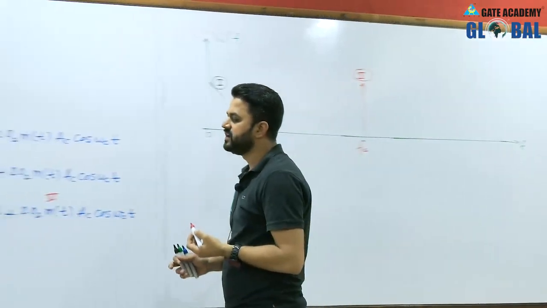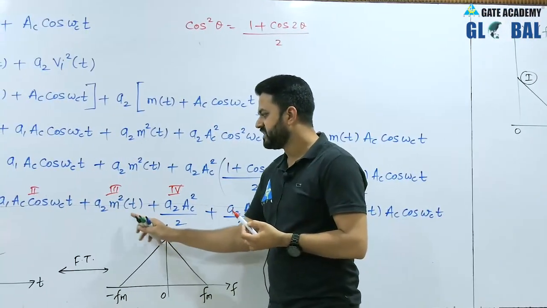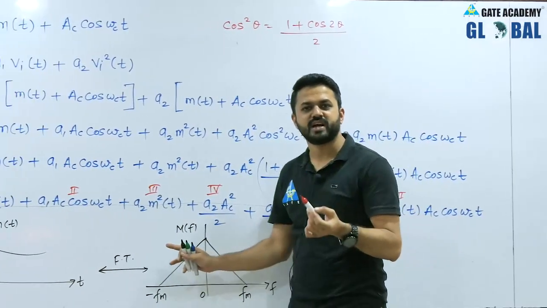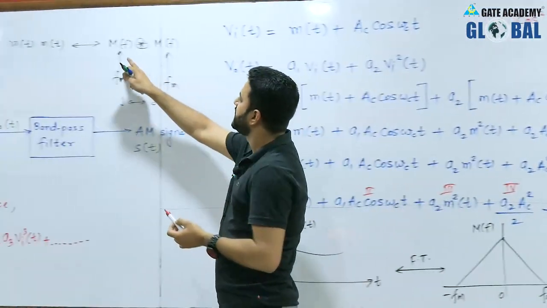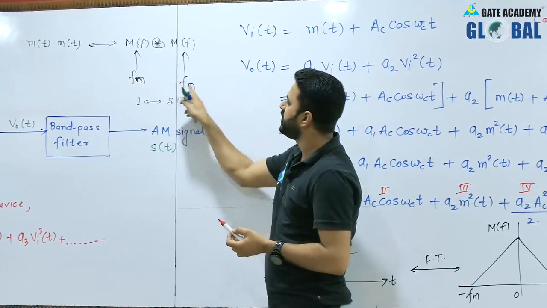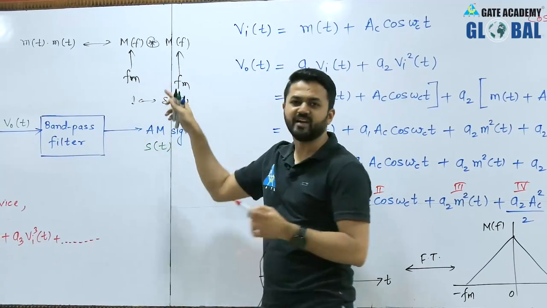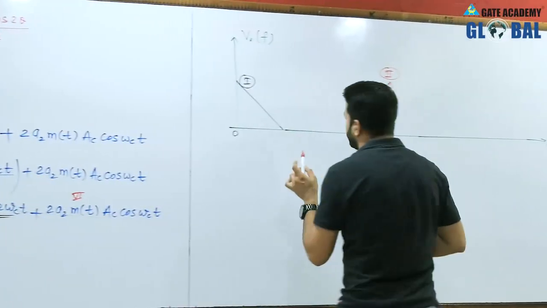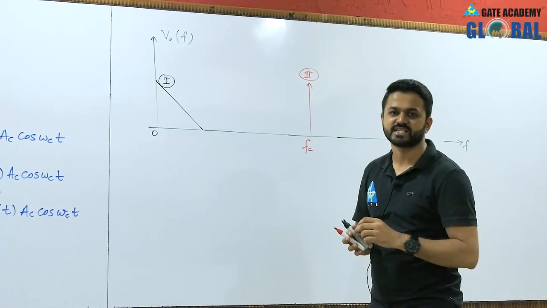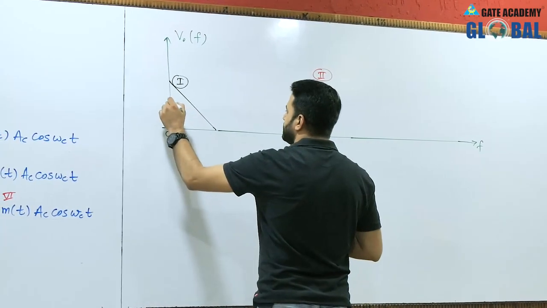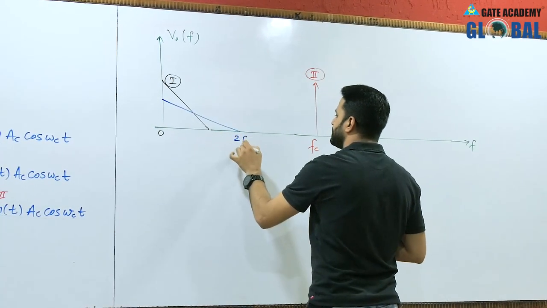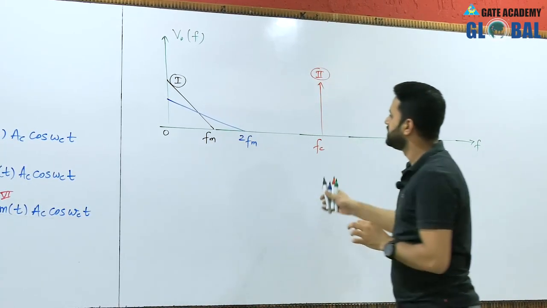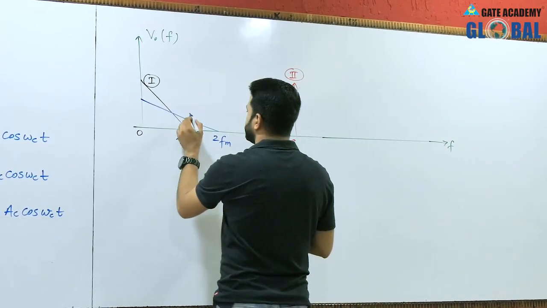Now the third term is a2 m square t. mt is extended to fm, so m square t will be extended to the sum of these two frequency components, that is fm plus fm, which is 2fm. So the sum of the frequency components of mt, so m square t will be extended up to 2fm, like this. This is extended up to 2fm and this is fm. So it is the third component.